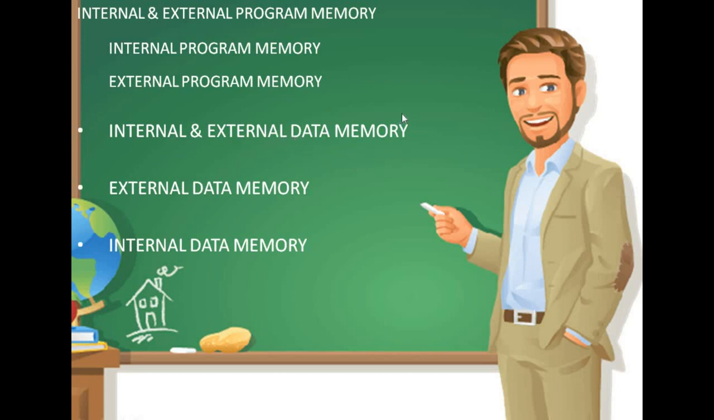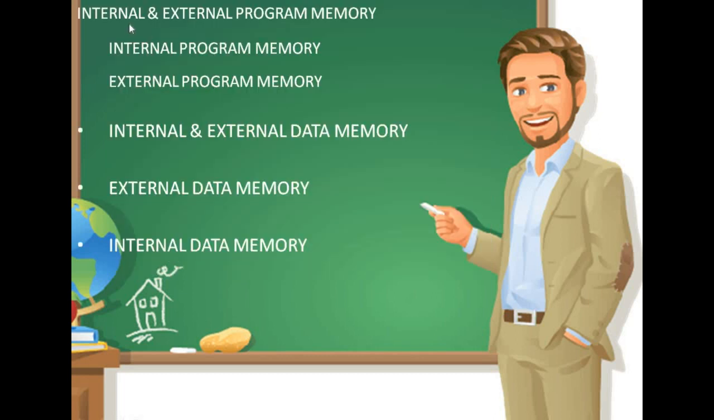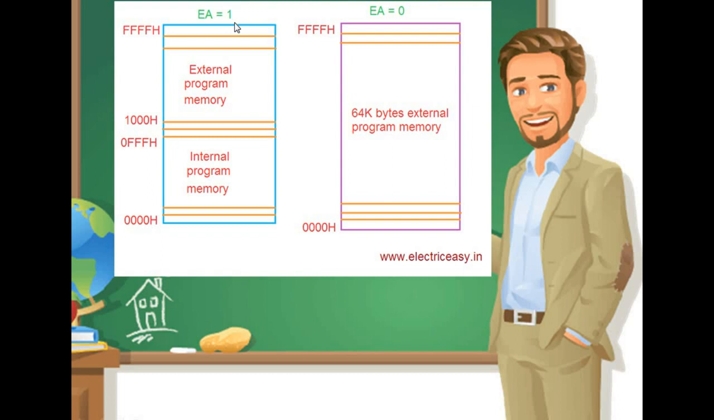Data memory means a RAM value, program memory means a ROM value. Coming to the internal program memory, whenever the external access, that is EA bar, is equal to 1, it is accessing the internal memory. That means the address locations will be from 0000H to 0FFFH, and whenever the program is larger than these address locations, it is going to access the external memory, which starts from 1000H to FFFFH.